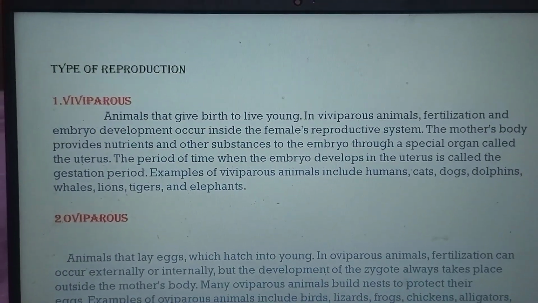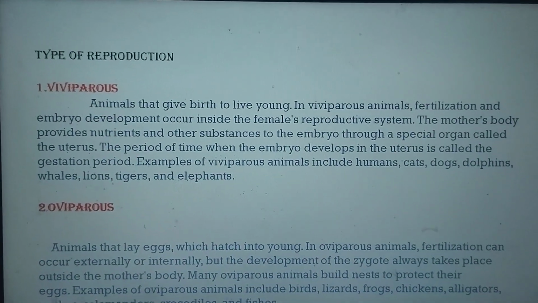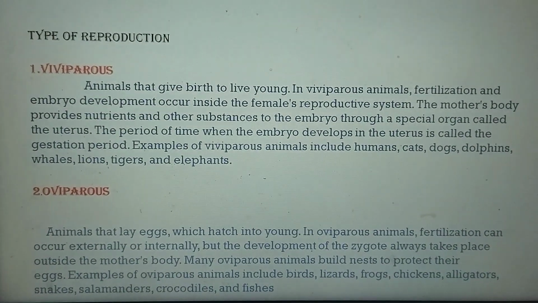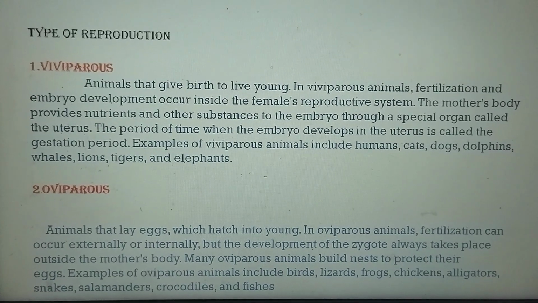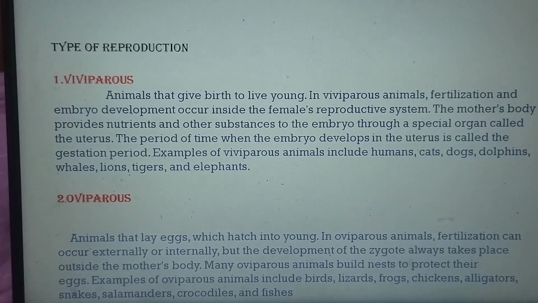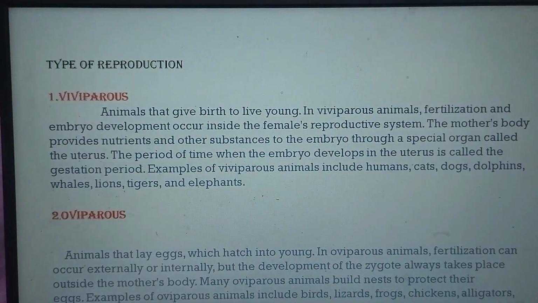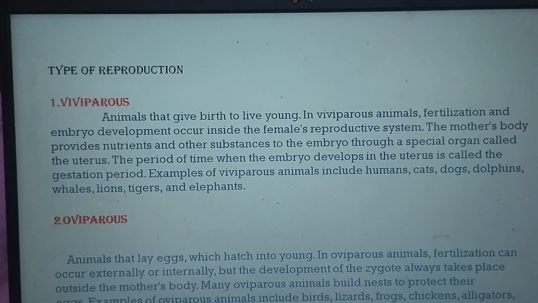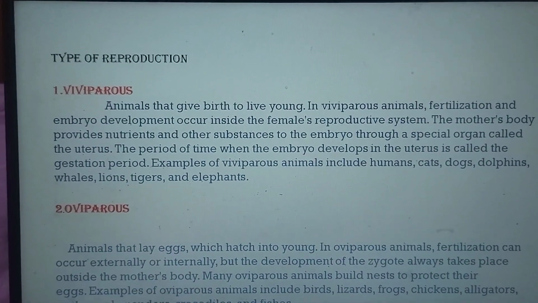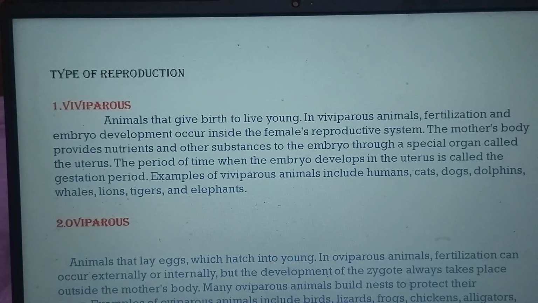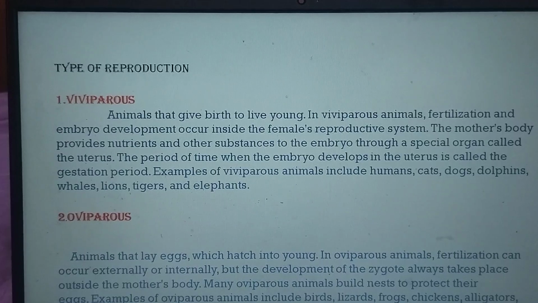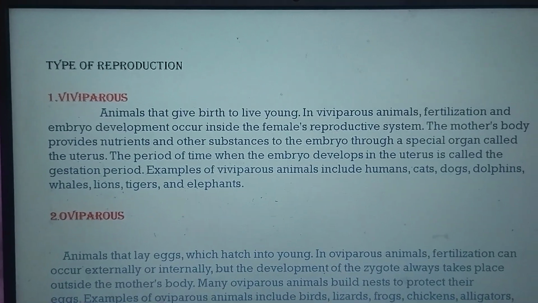Whereas oviparous, now what is oviparous? The animals which lay eggs, which hatch into young. In viviparous, they give birth to live young, while oviparous animals lay eggs which hatch into young. In oviparous animals, fertilization may occur externally or internally, whereas in viviparous animals fertilization occurs only inside the reproductive system. But the development of the zygote always takes place outside the mother's body.